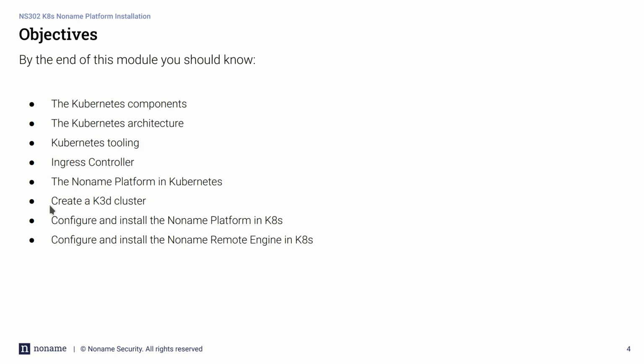The rest is all about creating K3D clusters. We're making use of K3D, which is a tool I'll show you more details on when we get to it, that gives us the ability to create localized Kubernetes clusters in VMs, or even in our laptops, if they can support it. Then we're going to configure and install the no-name platform, and then configure and install the no-name remote engine. I'm going to show you how you can provision remote engines, how you can install them, and so on. That's the bulk, the last 3 bullets, the actual hands-on.